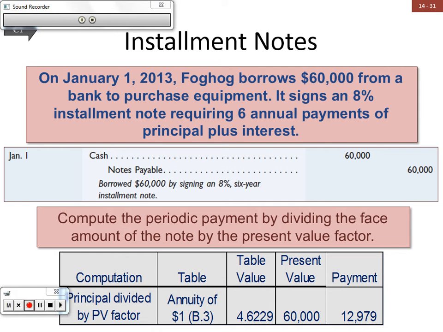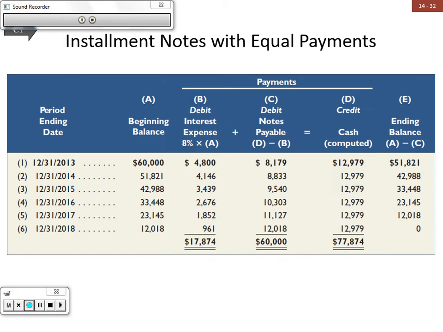So this journal entry, you got a debit to cash, the 60,000, meaning we received 60,000 in cash, and we created a liability of notes payable of 60,000. Now, once it's time to make these payments, we said the payment is going to be $12,979 each year, right? What has happened is the beginning balance of this note was $60,000. Out of that $12,979, how much of it was interest?